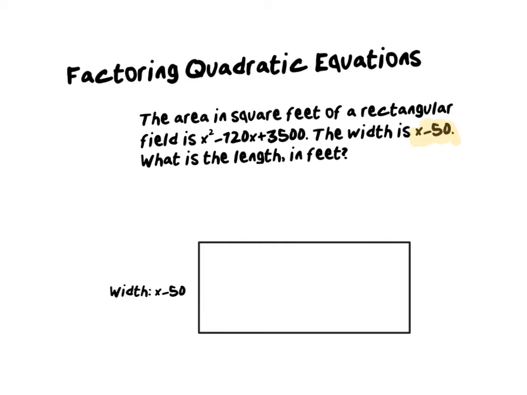So as I draw a rectangular diagram, we see that the width is labeled x minus 50 and the area is x squared minus 120x plus 3500. So the question is, how long is the length?